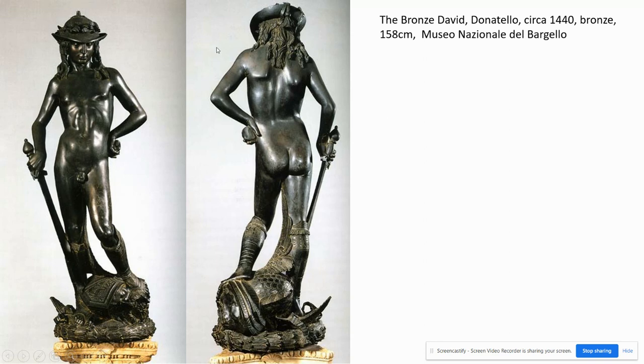So we've got this lovely David who's sort of chilling here, and then here's this really gruesome decapitated head of Goliath that he's just sort of casually resting his foot on, which I think is really, really cool.